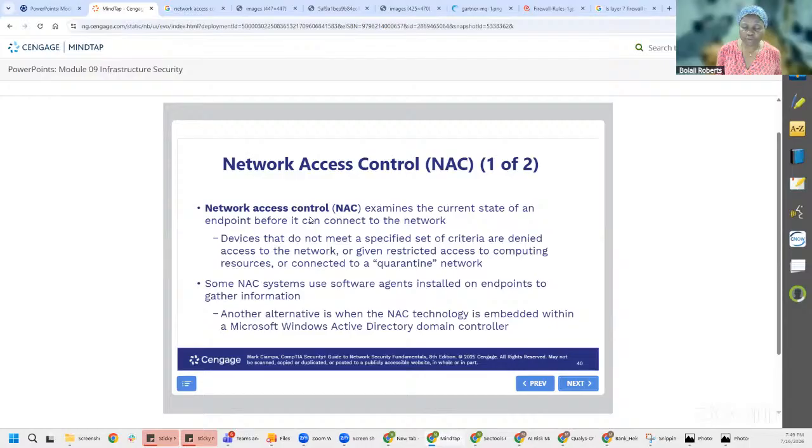If it meets it partially, maybe it needs to be up to date. Say a user has been out of the office for maternity leave and their patches are outdated. Even though the user still exists and the computer is on the domain, they might need to quarantine that system so that it can get patched before being allowed into the network. Or is this a guest?